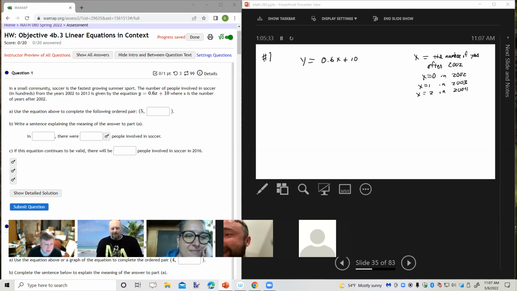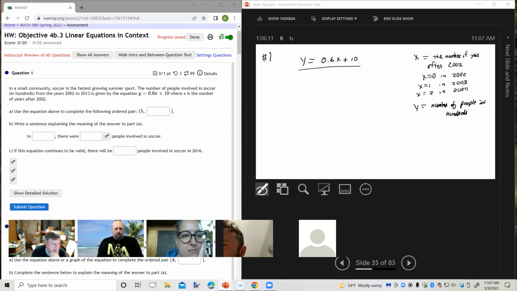Sorry. Okay, so what is y? The number of people in hundreds. So y equals number of people in hundreds. Okay. So X is years after 2002. Y is number of people in hundreds. So there's all that extra information that's critical to the problem. All right. Use the equation above, which is this one, to complete the following ordered pair. So our input is 5. So our output is going to be 13.